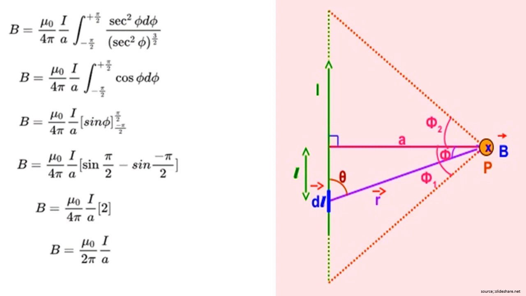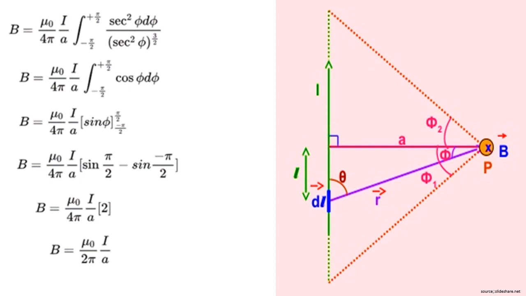As we know, tan square phi plus 1 gives sec square phi. So on substituting this value in the equation, B equals mu naught upon 4 pi I upon a integration from minus pi by 2 to plus pi by 2 of sec square phi d phi upon (sec square phi) power 3 by 2. B equals mu naught upon 4 pi I upon a integration from minus pi by 2 to plus pi by 2 of cos phi d phi. On integrating this equation, we get B equals mu naught upon 4 pi I upon a sin phi, with limits minus pi by 2 to plus pi by 2.